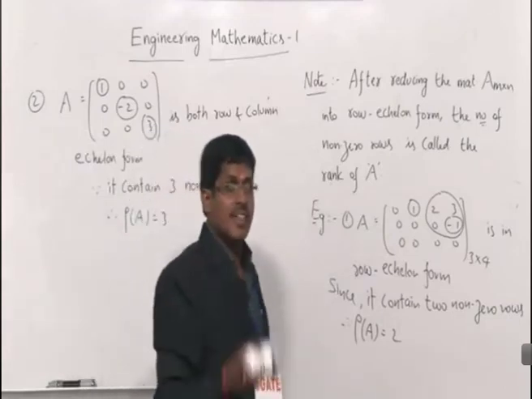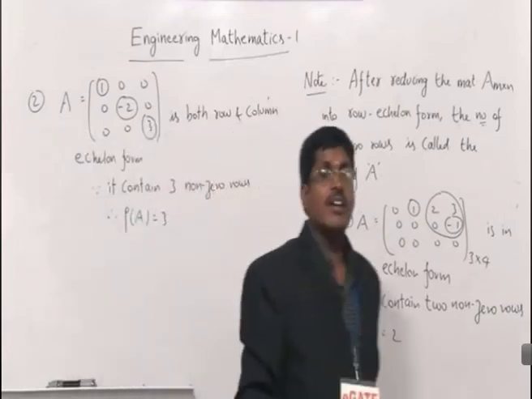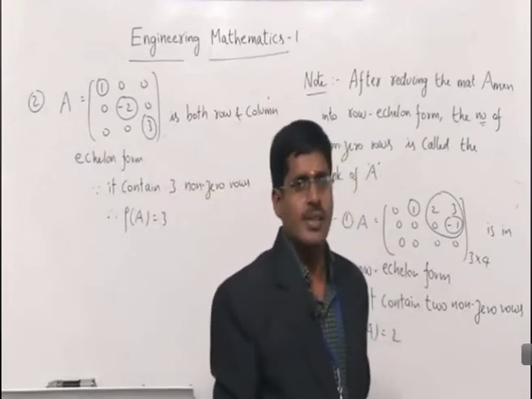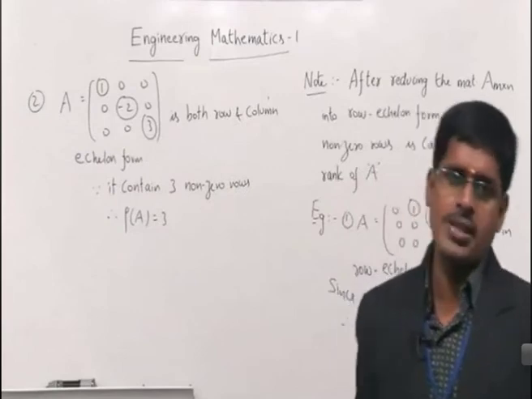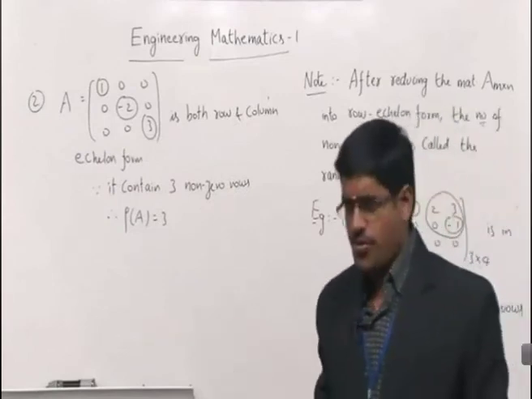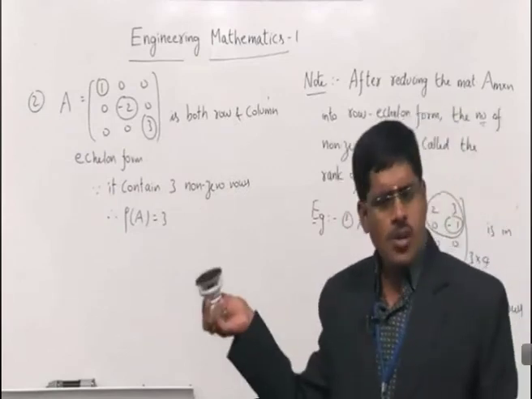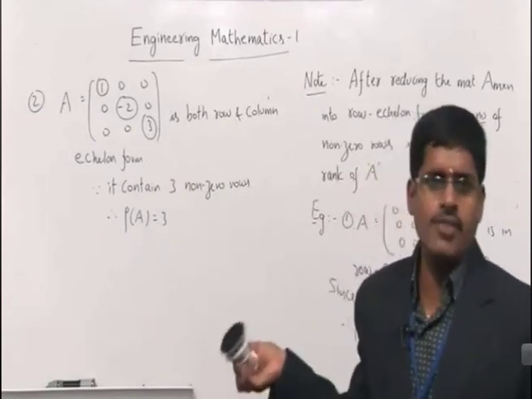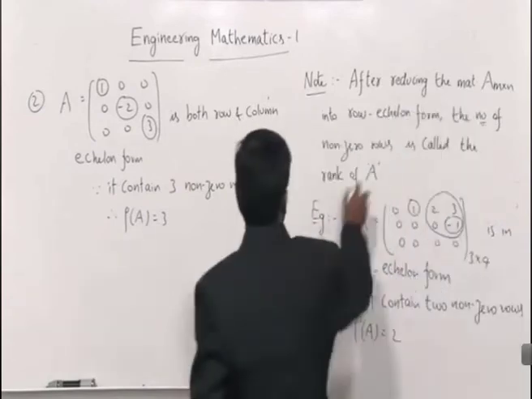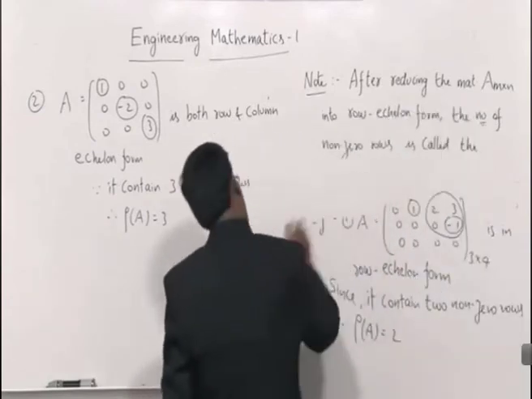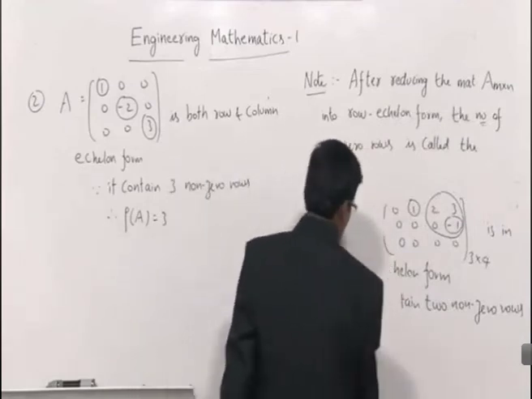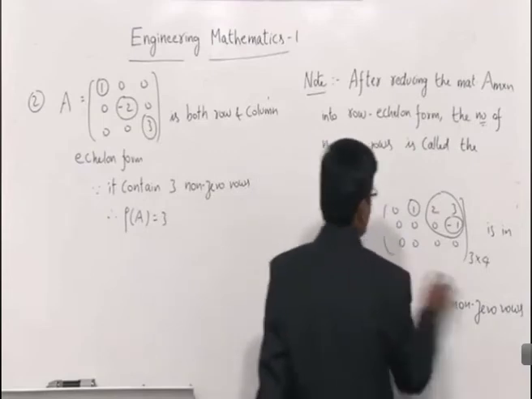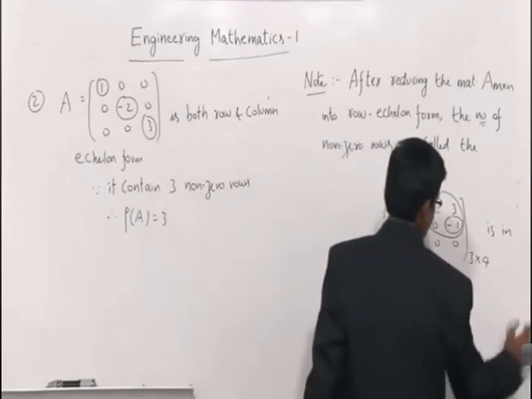Every identity matrix, every scalar matrix, every diagonal matrix is both row echelon form as well as column echelon form. But no importance is given to column echelon form because we are habituated with row operations. So for solving systems of linear equations, almost all problems are brought into row echelon form only. Please remember, every diagonal matrix, scalar matrix, identity matrix is both row and column echelon form, simply called echelon form.